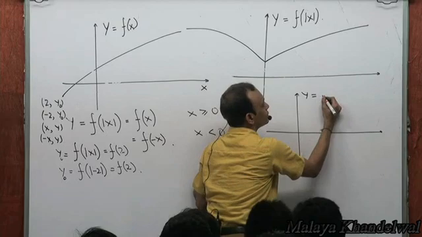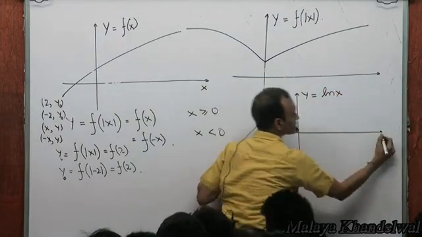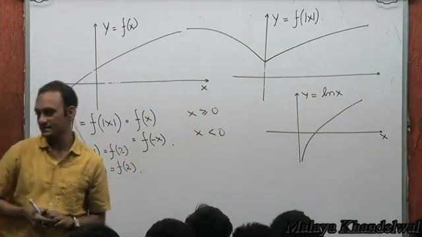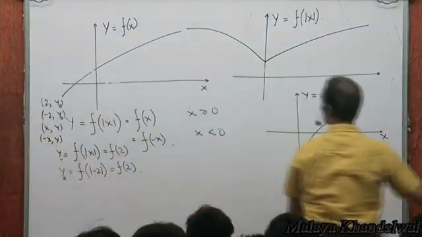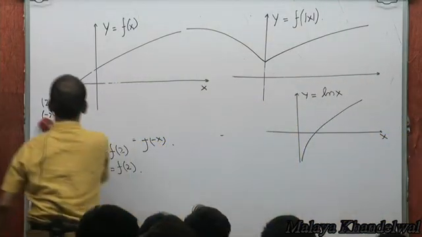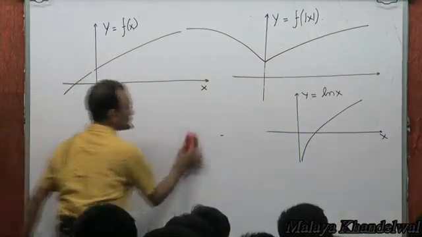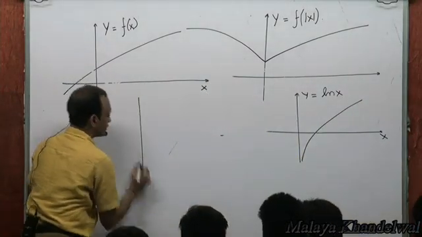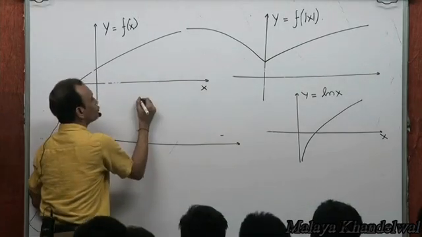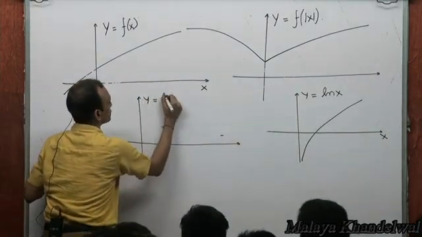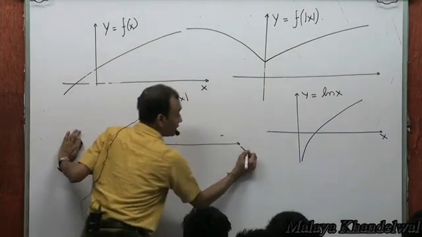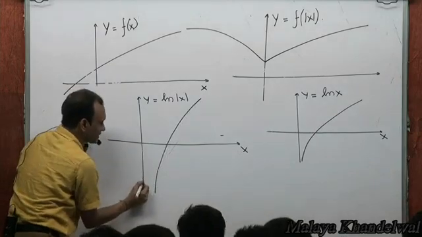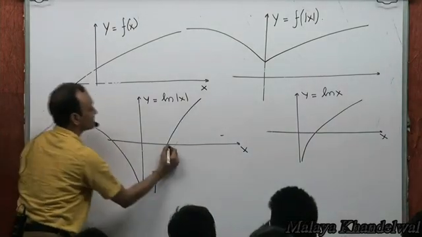Say y equal to ln x versus x was like this, right? This is the graph of y equal to ln x versus x. If I have to draw the graph of y equal to ln of mod x, retain the portion to the right of the y-axis and reflect it about the y-axis.